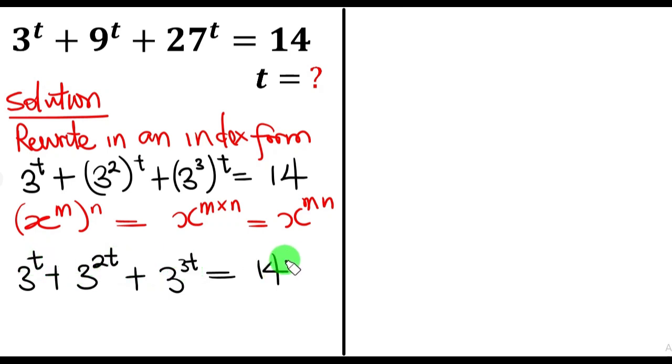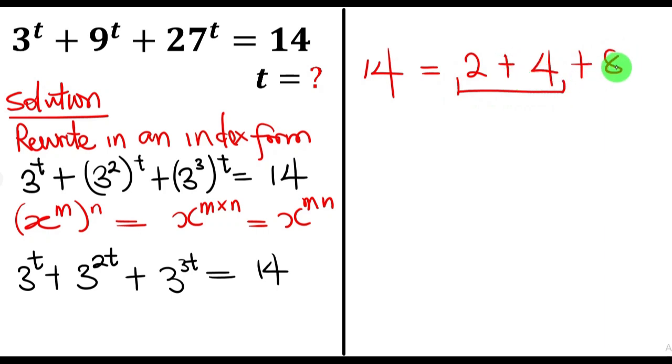Then the next thing I ask myself is, is there a way of rewriting this 14 so that it forms the pattern of this left hand side, that is having the same base, then having powers that are consecutive in increasing order? This is what I'm saying. 14 can be split into 2 plus 4 plus 8, because 2 plus 4 is 6, then 6 plus 8 is 14. This can be written having the same base with consecutive powers.